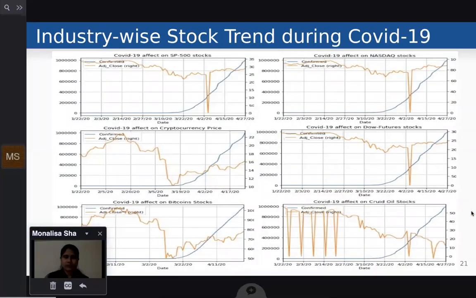So here we have plotted the industry-wise stock trending, keeping COVID-19 as a variant to see how COVID-19 has affected different industries. We can see that the stock price decreased drastically for each industry in February 2020. Then after getting the stimulus pack, it increased.